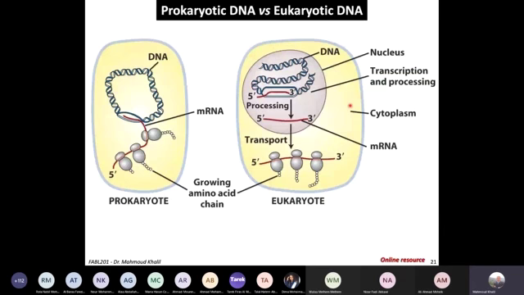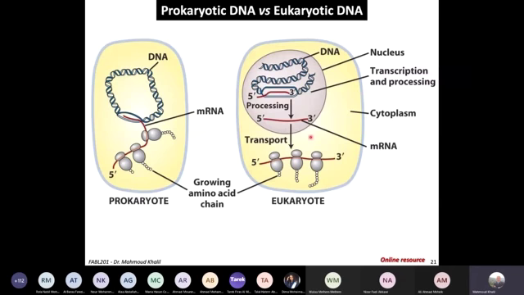Again, here you can see in prokaryotes, because there is no nucleus, the DNA undergoes a process of transcription. We will deal with transcription in the coming lecture. Once the DNA does transcription, which is the process of formation of a messenger RNA, this messenger RNA after transcription can undergo protein synthesis straight away, simultaneously, to form a protein, because there is no nucleus.